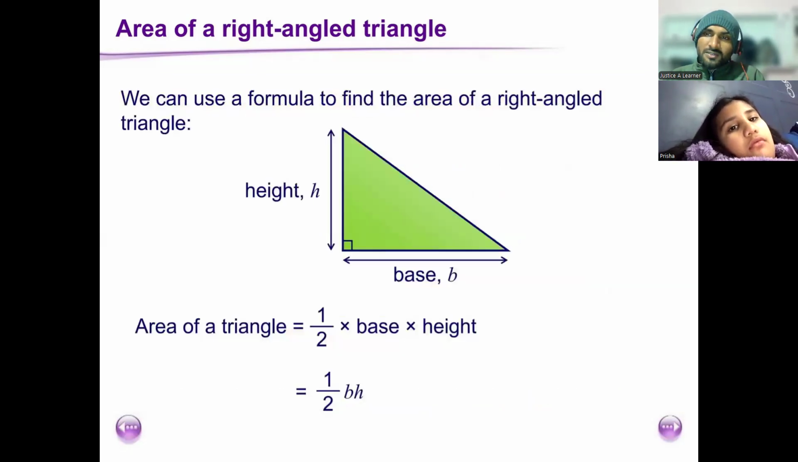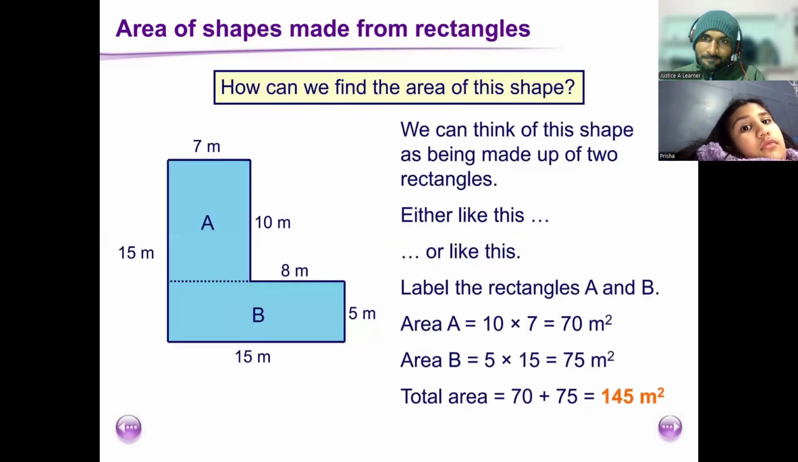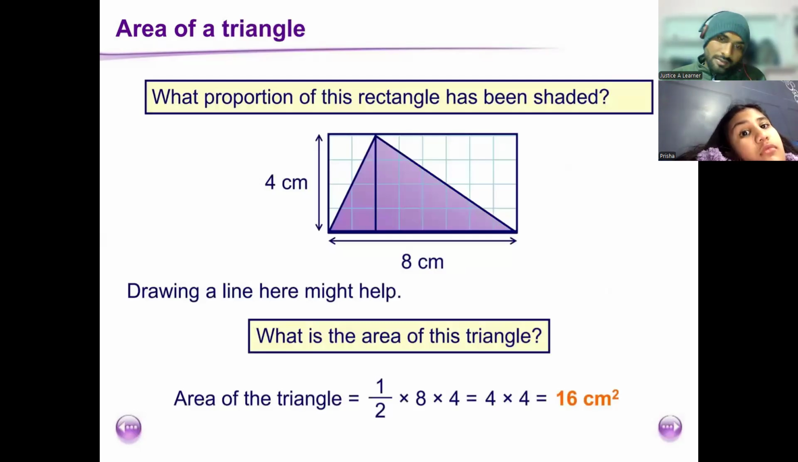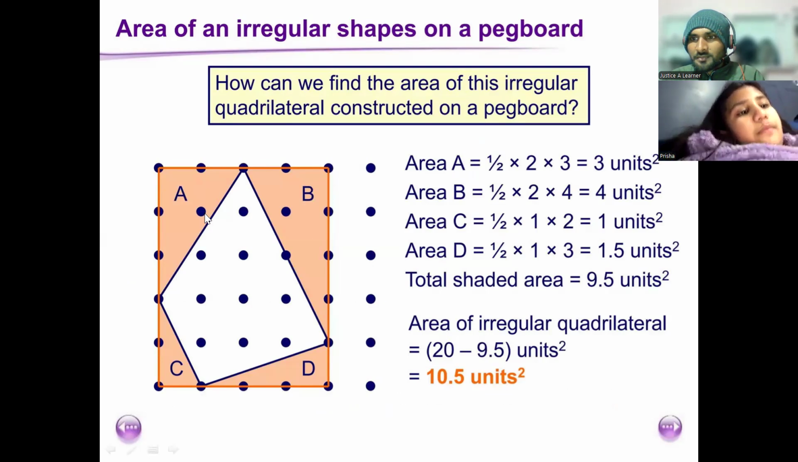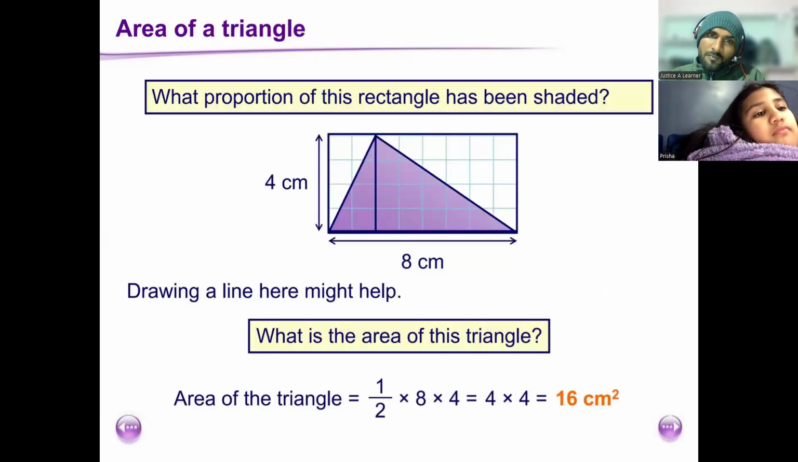And we also understood the area of this triangle. You remember that? Yeah. Yes. Now, till here we covered, till this question. Was this question clear to you? Yeah. Now let us talk from here. What proportion of this rectangle has been shaded?